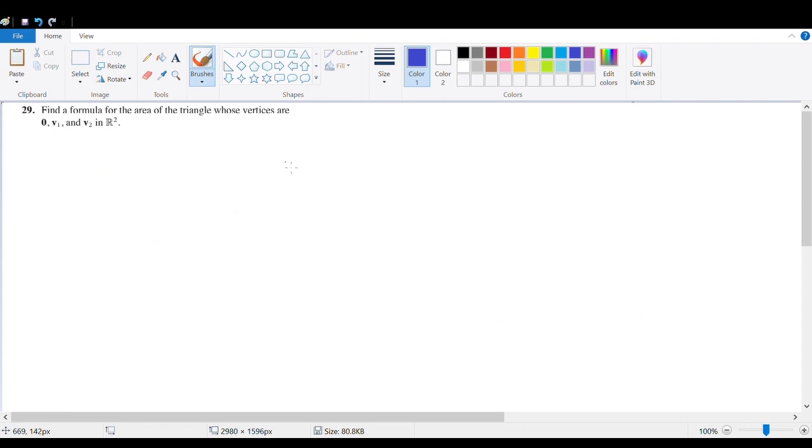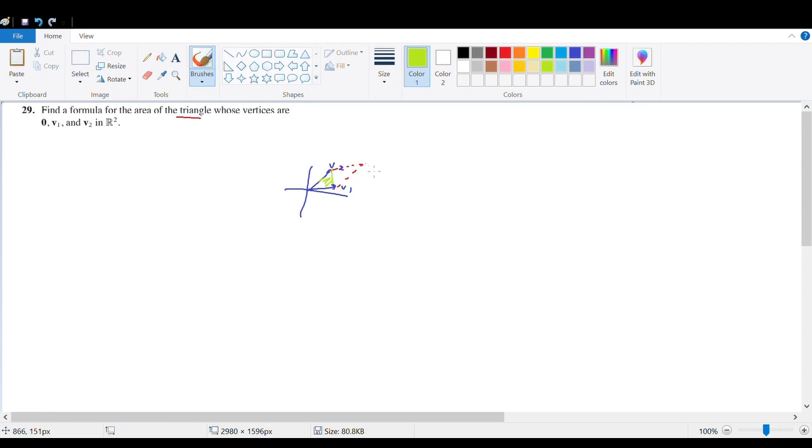In 29, find a formula for the area of the triangle whose vertices are 0, V1 and V2 in R2. For example, if this one is V1, this one is V2, and here we have the point 0, 0, so the parallelogram will be this one. We need to find the area of the triangle whose vertices are 0, V1 and V2, so we need to find this area.